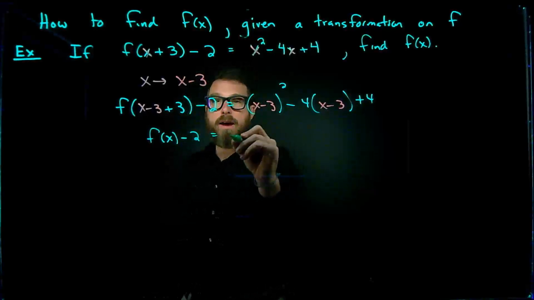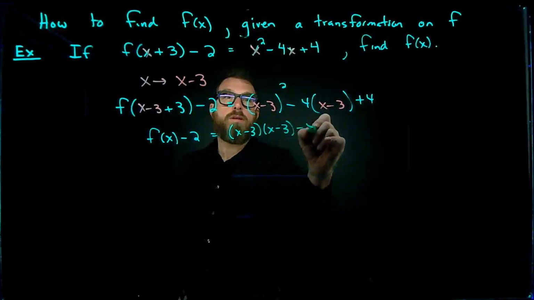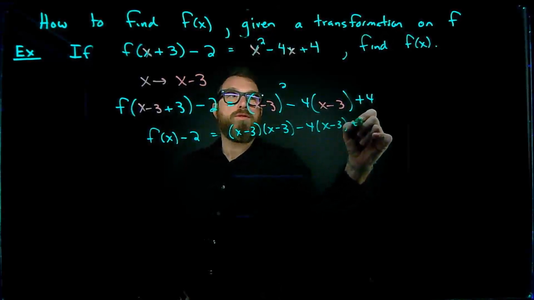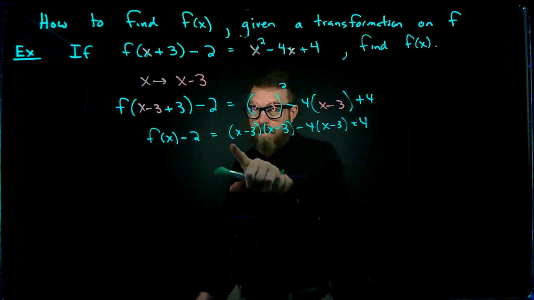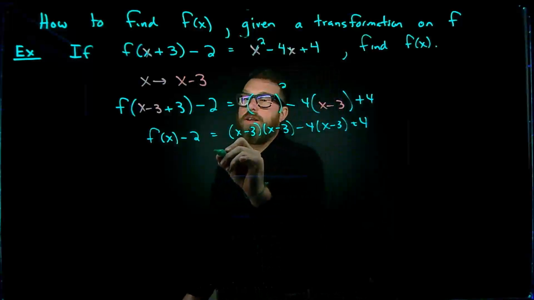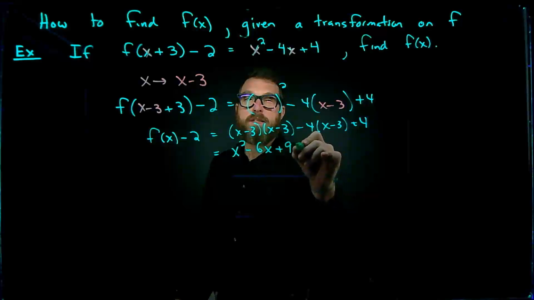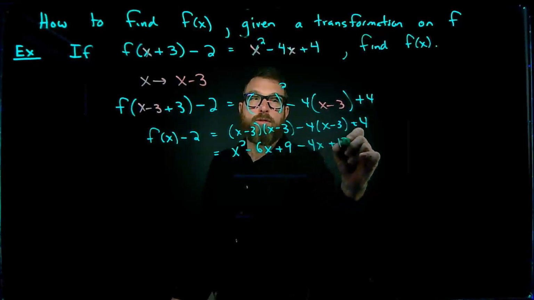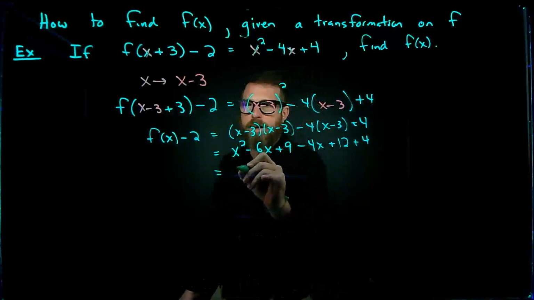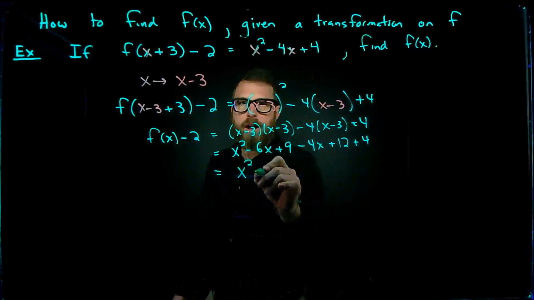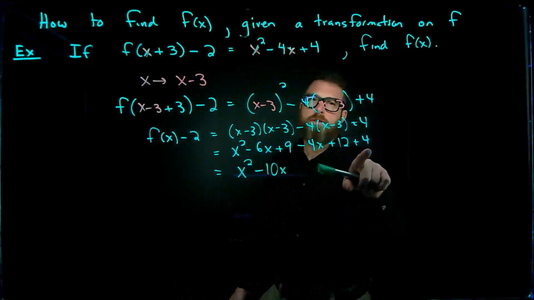And over here I have x minus 3 times x minus 3 minus 4 times x minus 3 plus 4. I know that you probably know how to square these binomials, but people make the mistake of outside and inside if you're not careful. So this is going to be x squared minus 6x plus 9, and then same thing, I can multiply this, minus 4x plus 12 plus 4. So when we're done simplifying, I'll have x squared minus 10x, 9 plus 12 is 21, plus 4 is 25.